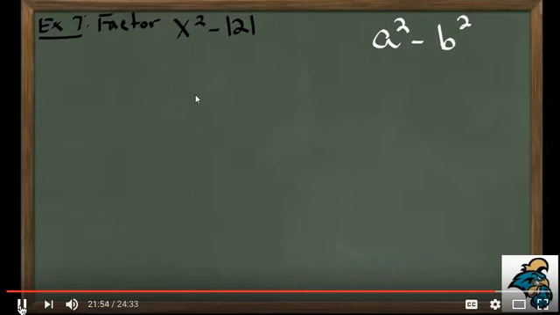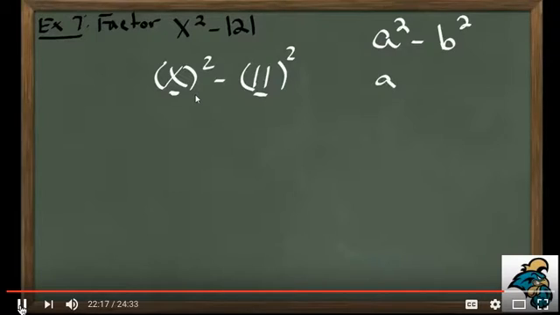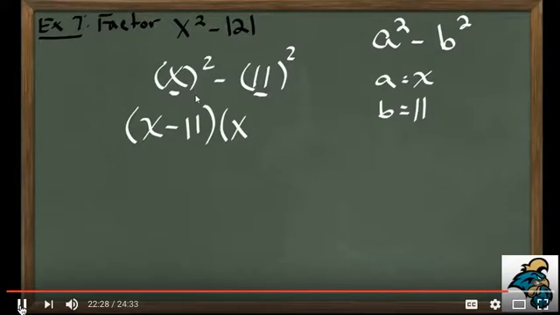So I'm going to refresh your memory. A squared minus b squared. Let's go ahead and write this as something squared minus something else squared. Well, x squared is just x being squared. What is 121? How do we break that down? Well, 121 is 11 being squared. So this is my A right here, and this is my B. So A in this term is x, B is the 11. To factor this, my two factors are simply x minus 11 and x plus 11.